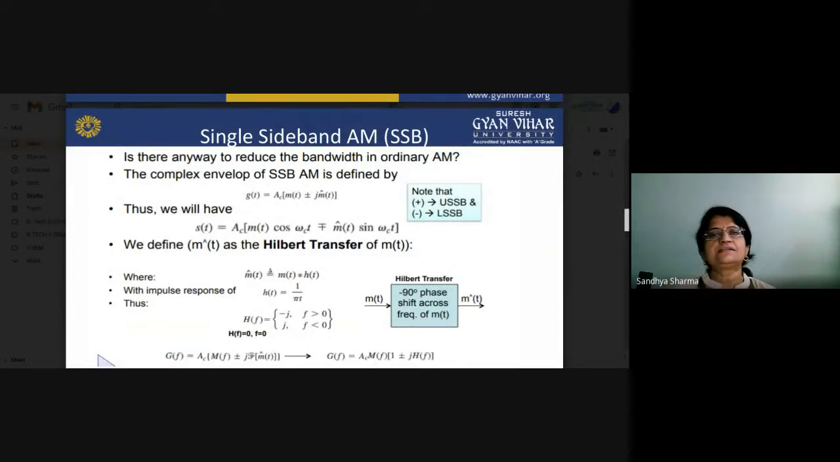Now we will see single sideband amplitude modulation. At present we have been seeing the double sideband system, because there are two types of system. The first one is double sideband suppressed carrier, which we have just seen. In this type of modulation system, we suppress the carrier at the transmitter section, and at the receiver we again generate that particular carrier. So this is the DSB SC.